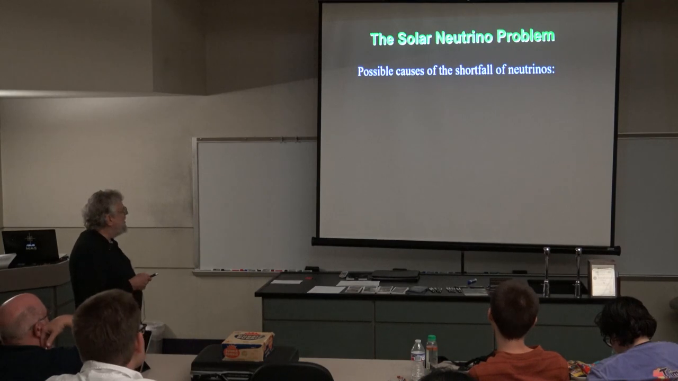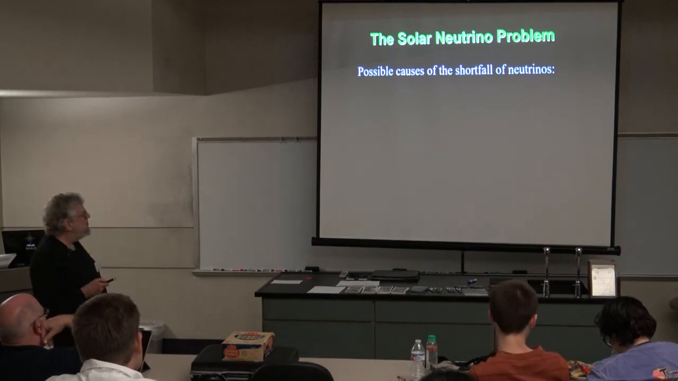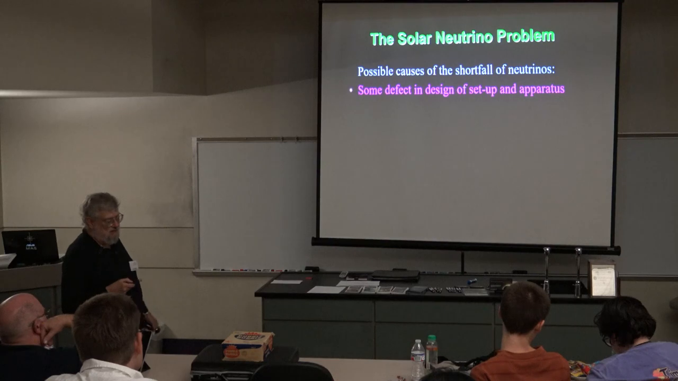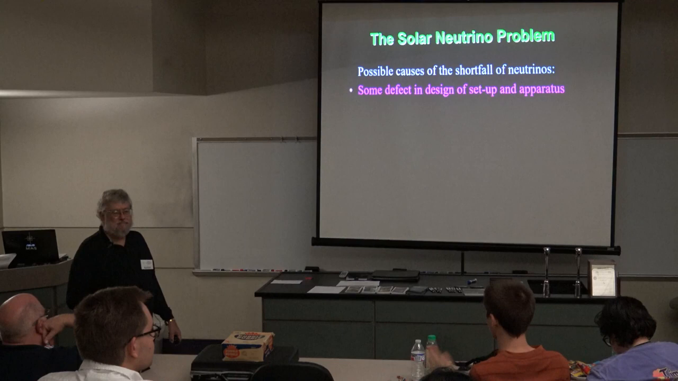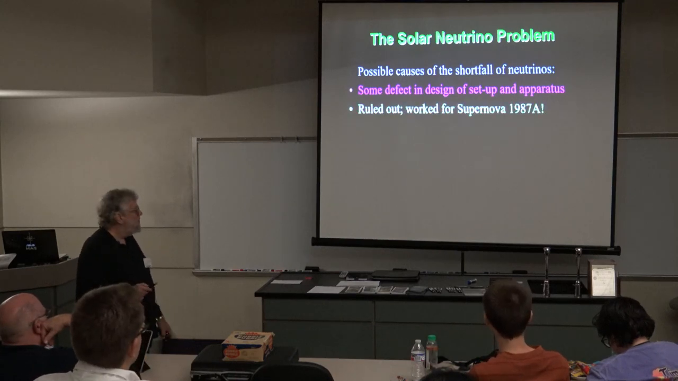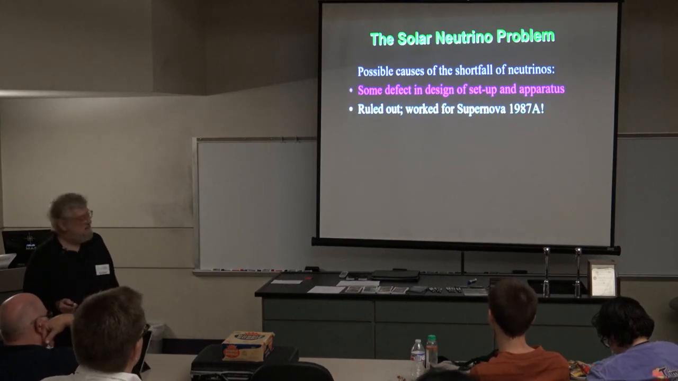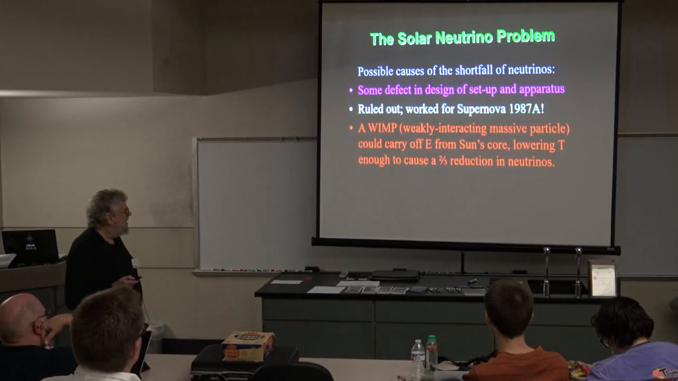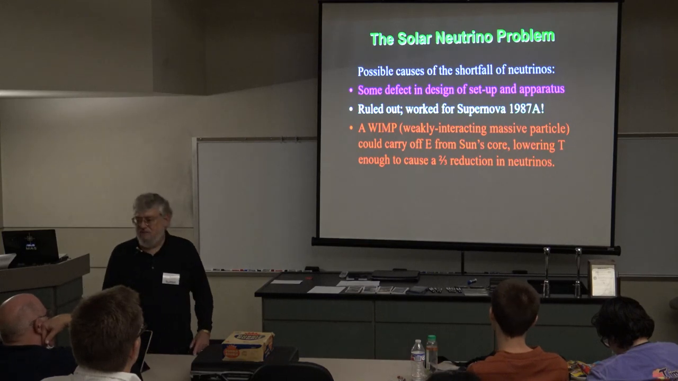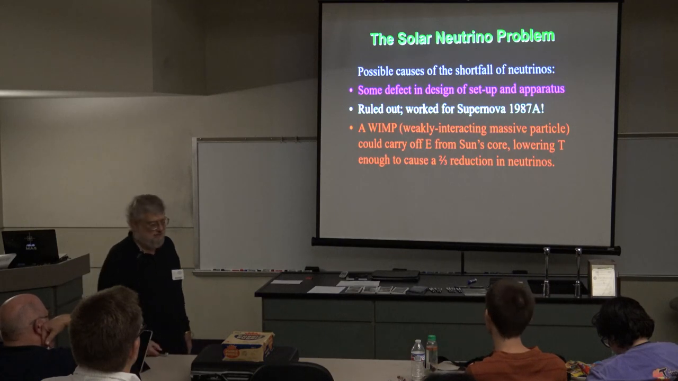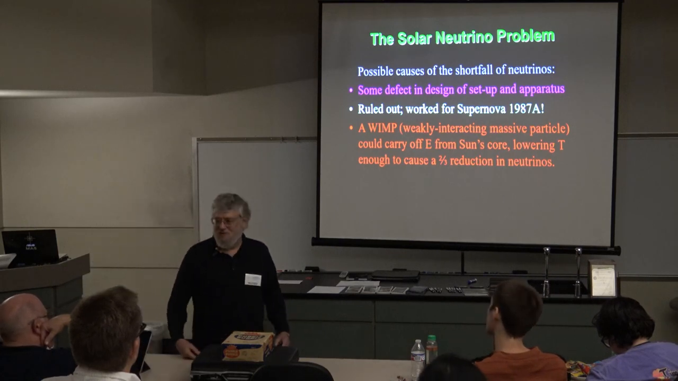So the problem, what caused the shortfall of neutrinos? Might have been some sort of experimental setup error. Well, probably not, because it had worked for detecting the supernova 87A. I remember the cover article on Sky and Telescope about WIMPs, a weakly interacting massive particle. Physicists have a tendency to make up a particle whenever you need one for something, and most of the time they're right, and then they get a Nobel Prize too.